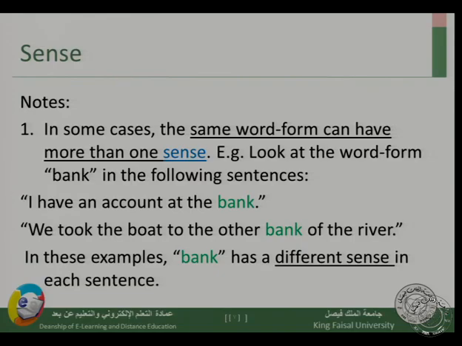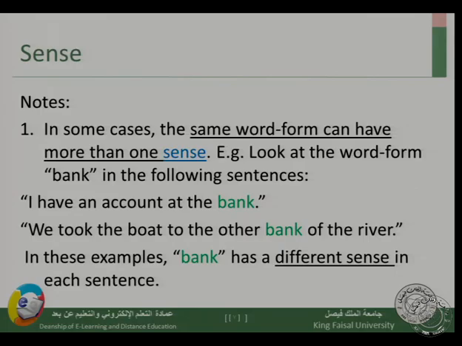In some cases, the same word form can have more than one sense. So we have an example here. If you look at a word like bank, here we have two sentences that use the word bank, but each sentence has a different sense. The first sentence: I have an account at the bank. The second sentence: we took the boat to the other bank of the river.